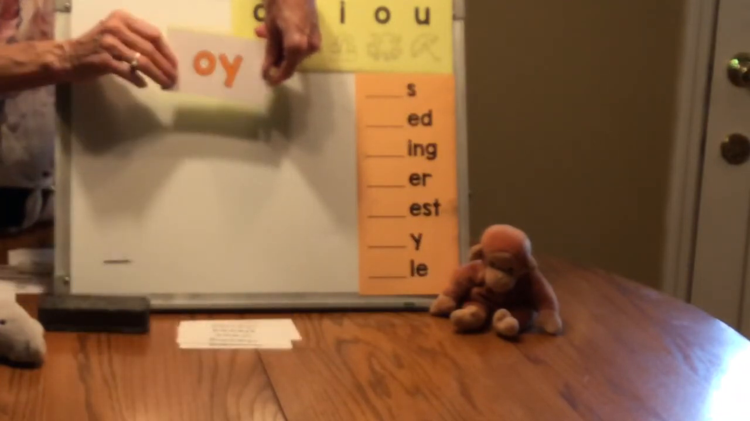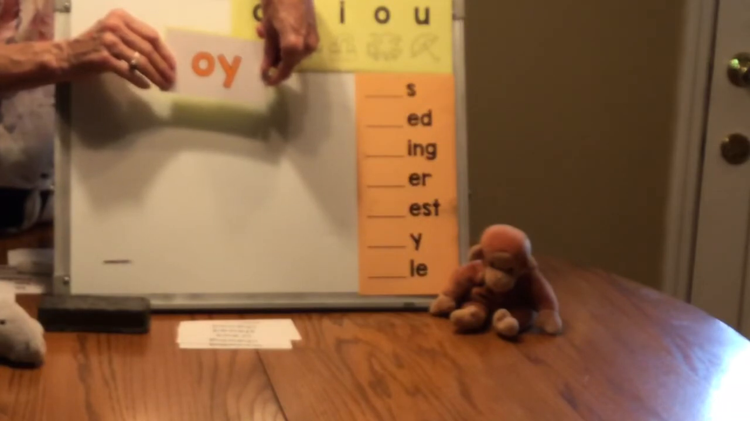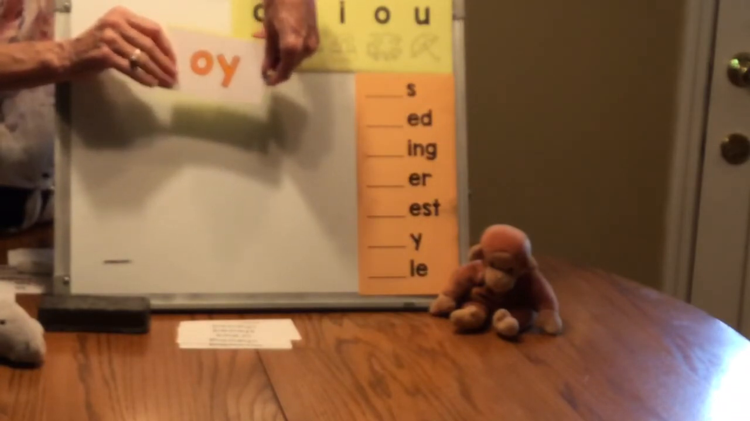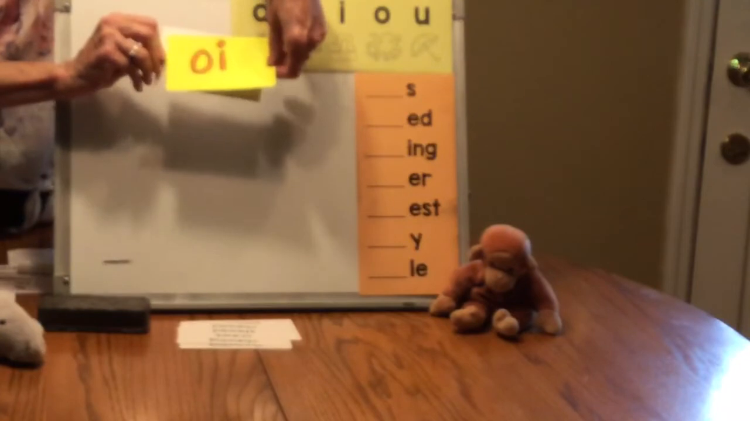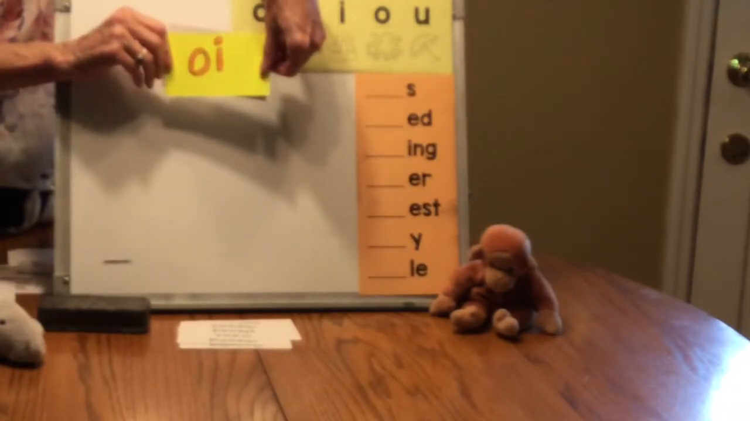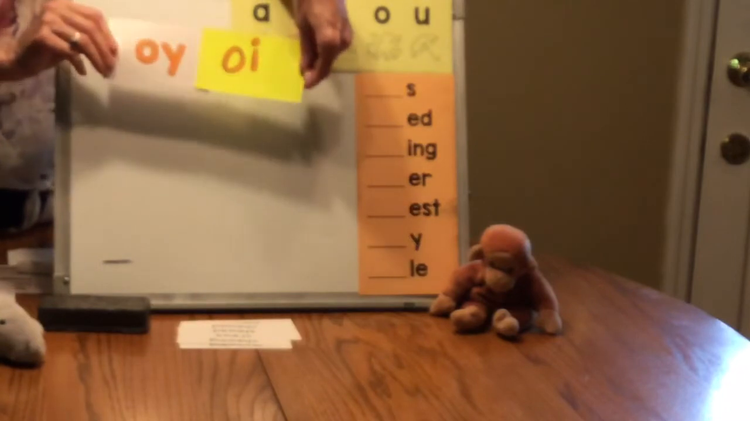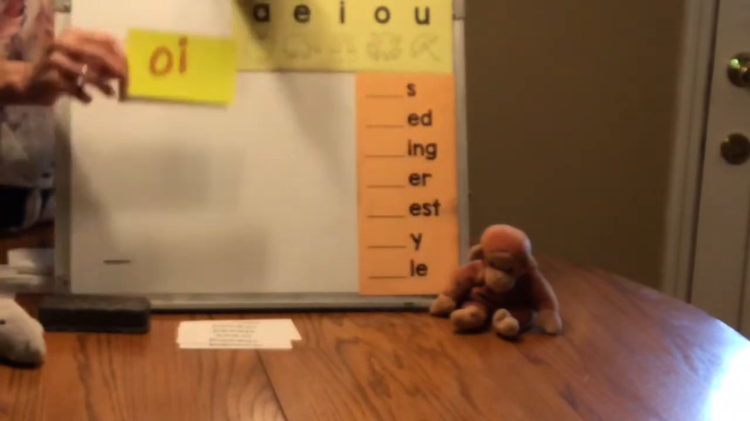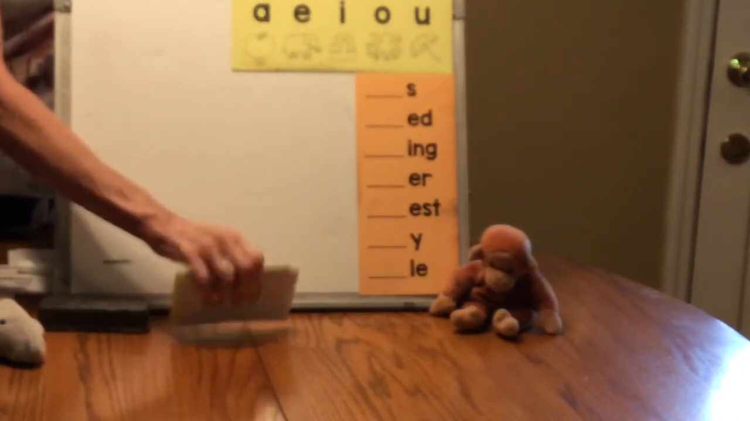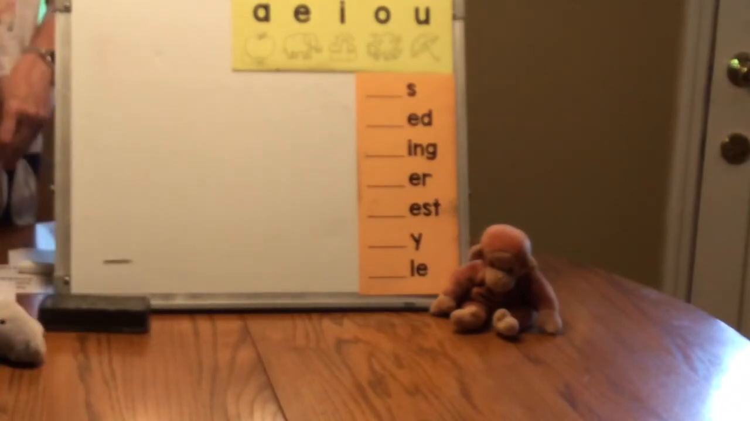And then we have O-Y, oi, oi, oi, as in boy, toy, Roy, and oi, oi, oi, as in oil, foil, and boil. Now the songs I'm using to go with these are the ones you're going to hear on the letter cluster song. So I want you to make sure that you're doing that this week.